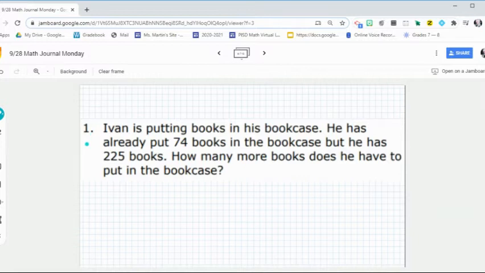Ivan is putting books away. He already put 74, but he has 225 altogether. How many more books does he have to put in his bookcase? One of the easiest ways to find the question in a word problem is to look for our question mark and our question words. So this is our question. How many more books does he have to put on the bookshelf? That's the question they want us to answer.